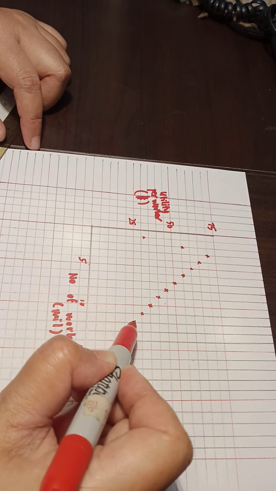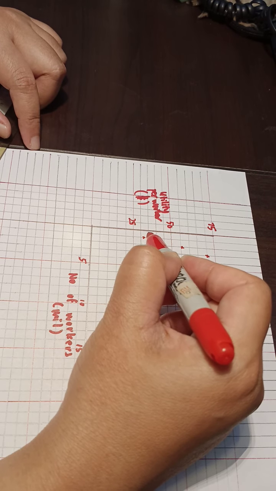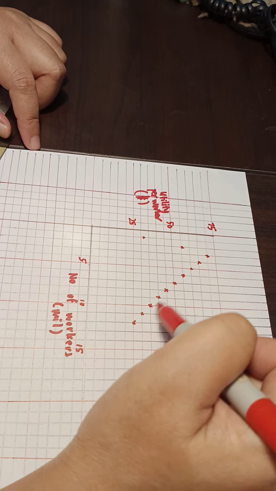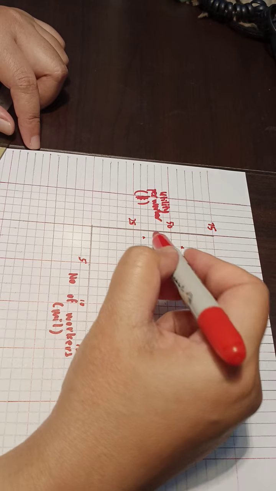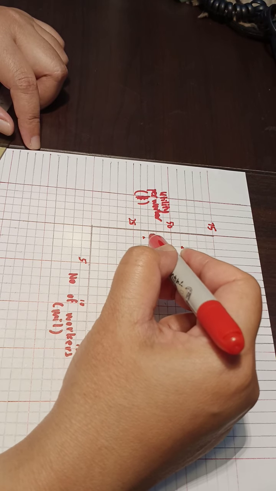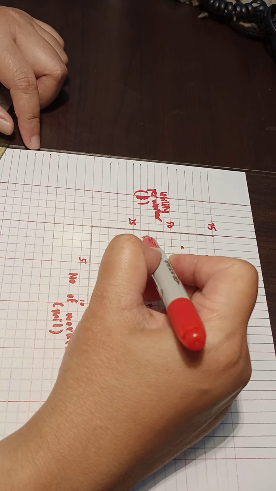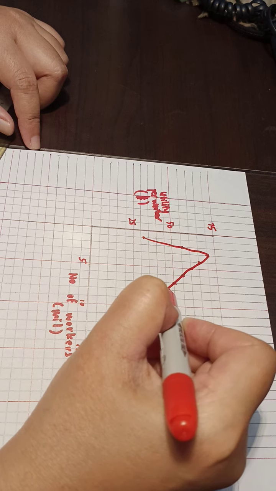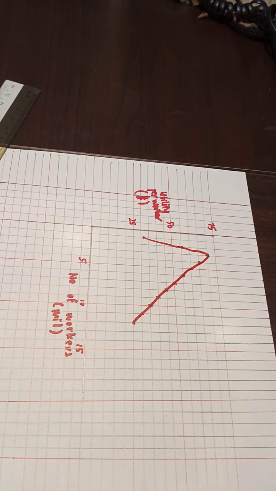So if you connect the lines going through the points, you will find that the shape is inverted U, like what we learned in class. So this is how you draw the utility curve.